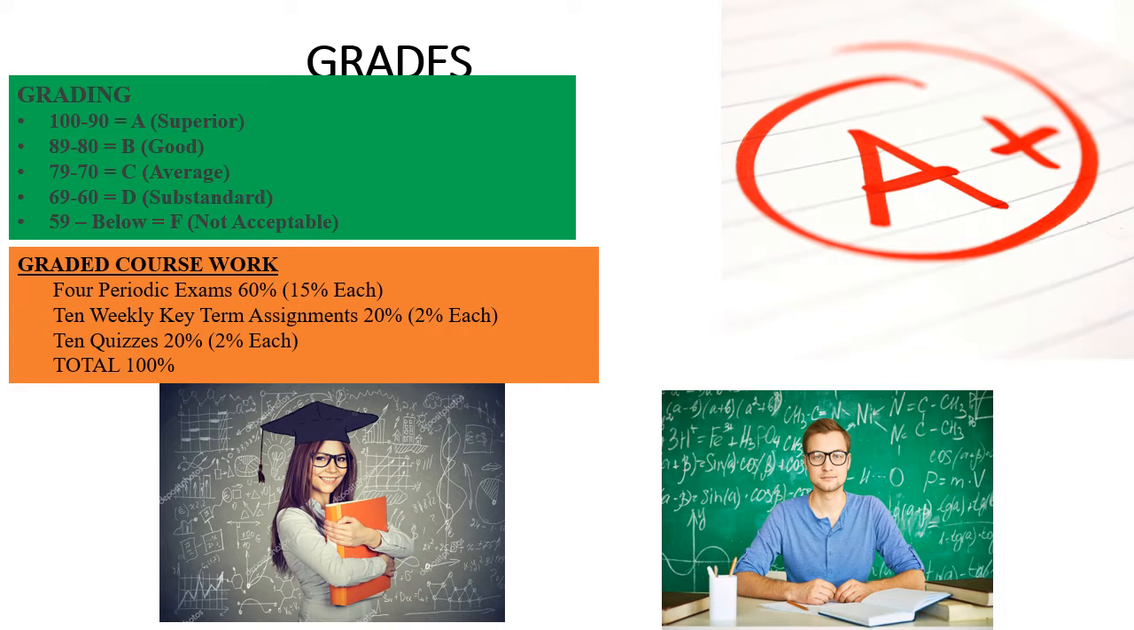This slide shows the grading scheme and the coursework that you'll be graded on during this course, History 2301. You'll have 4 periodic exams that will count 60% of your grade. You'll have 10 weekly key term assignments, which will be 20% of your grade. And you have 10 quizzes, which will also be 20% of your grade, for a total of 100%. The grading scheme is pretty much the basic one: 90 to 100 is an A, 80 to 89 is a B, and so forth.